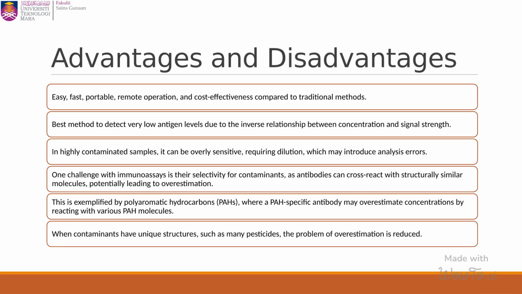Competitive ELISA is good at finding really tiny amounts of a substance, but sometimes it's so good that we have to dilute the sample a lot to make sure we're right. It's also quick, easy, and can be used in faraway places, and it's cheaper than some other methods.